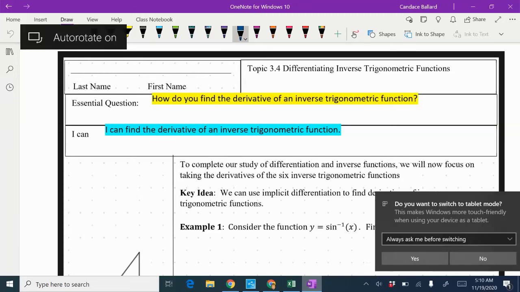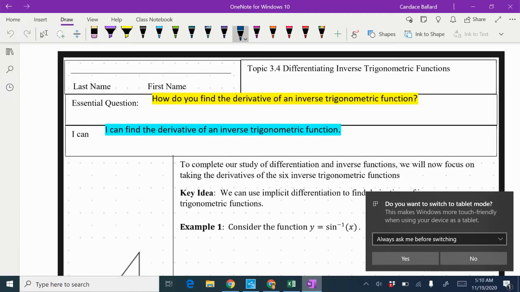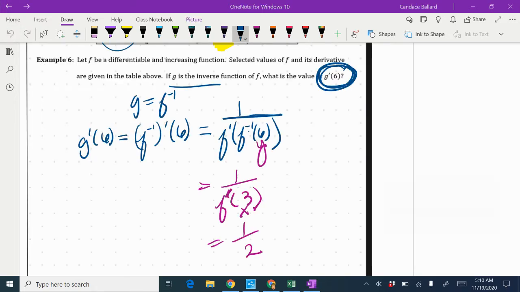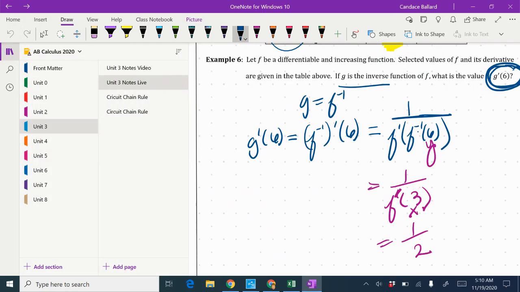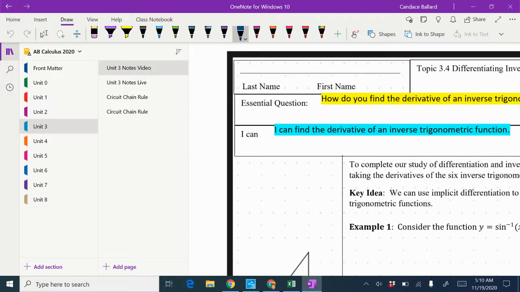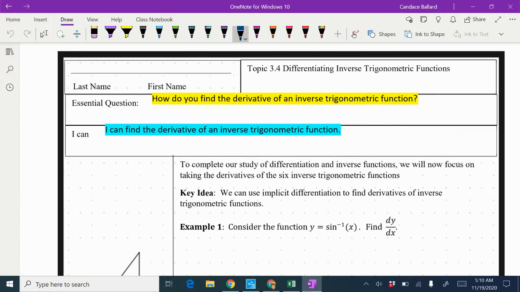In this video, we're going to talk about topic 3.4, differentiating inverse trig functions. Our essential question is, how do you find the derivative of an inverse trig function? And I can find the derivative of an inverse trig function.